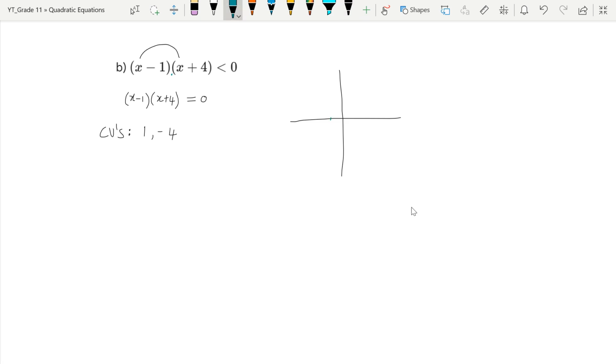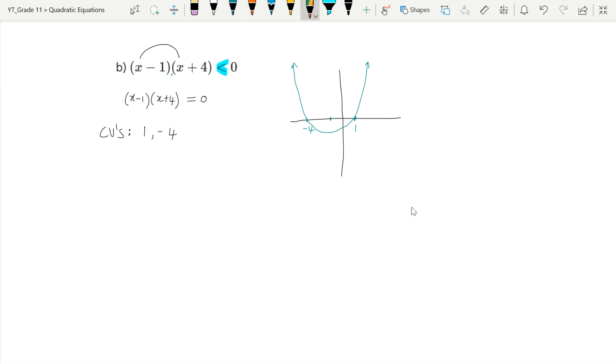So we've got -4 somewhere over there. And then we've got 1. And there is our parabola. Okay, so far so good. Now, which part of the parabola are we going to highlight to get our solutions? Let's go back to our inequality there.